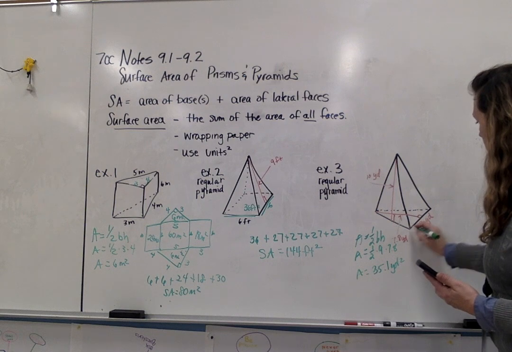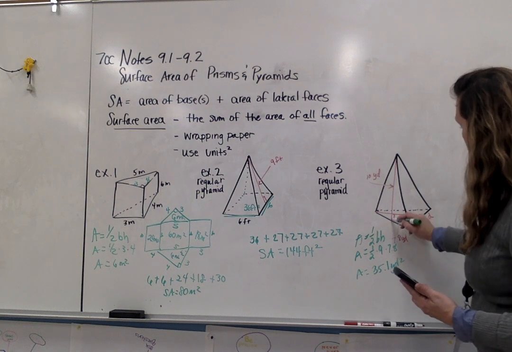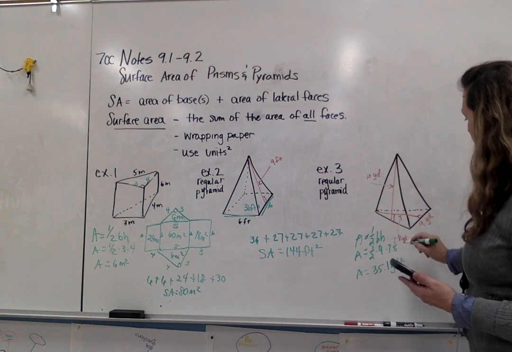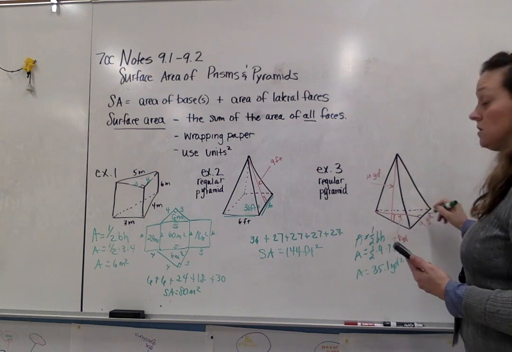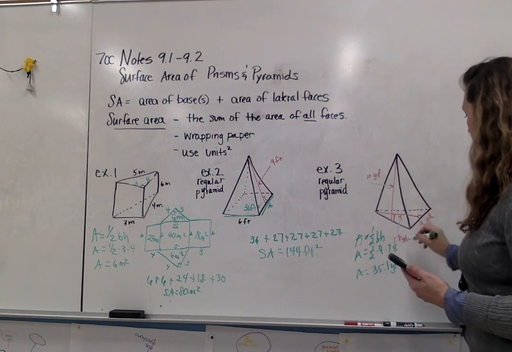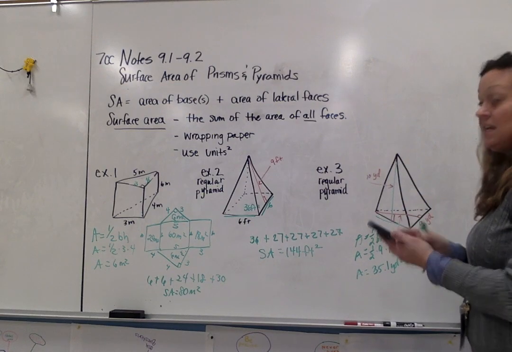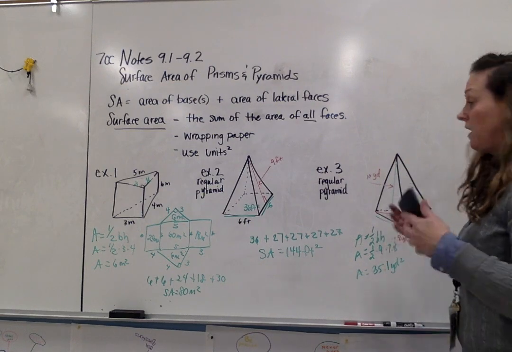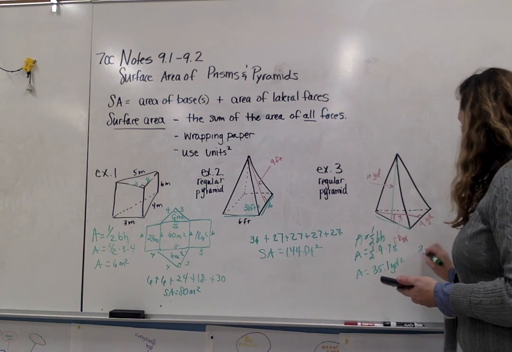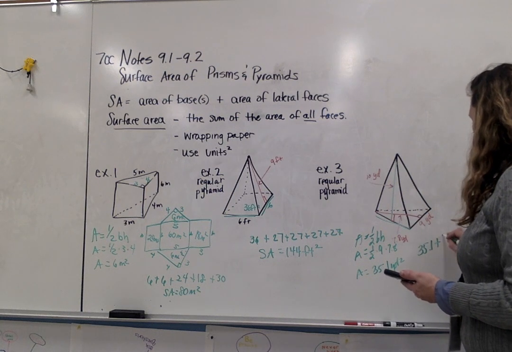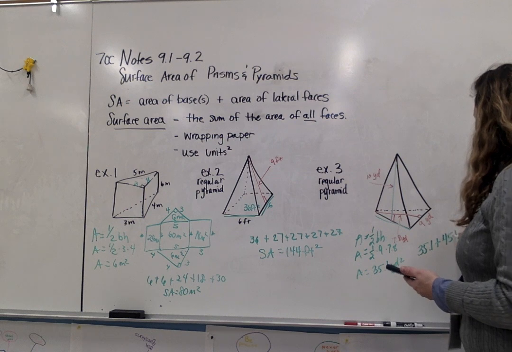So we know this is still 9, but we said this height is 10. So this face, because it's regular, they're all the same. So I have a 9 by 10. So 9 by 10 is 90, but it's a triangle, so I have to take half of it. So I have 35.1 plus 45 plus 45 plus 45.